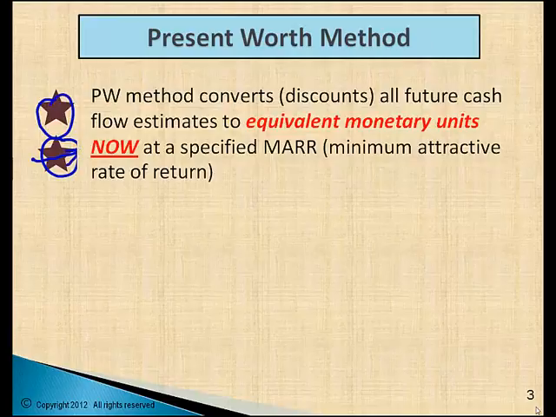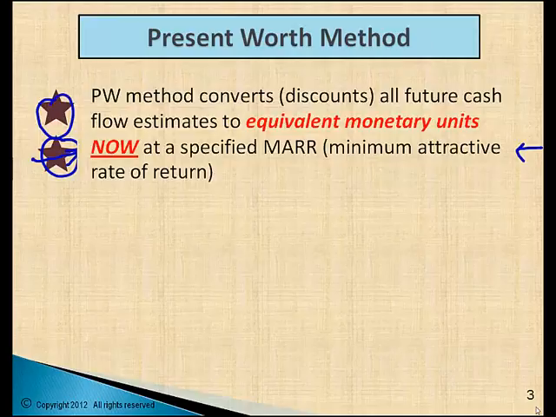The interest rate used is very important. It must be the rate of return required by the corporation or an individual to economically justify any project or alternative, and it is called the MARR, or minimum attractive rate of return. The MARR is also referred to by other names. Hurdle rate, benchmark rate, and cutoff rate are three of those.